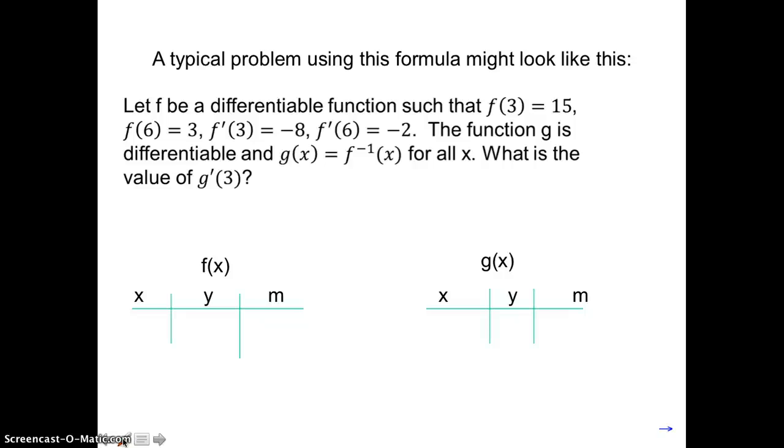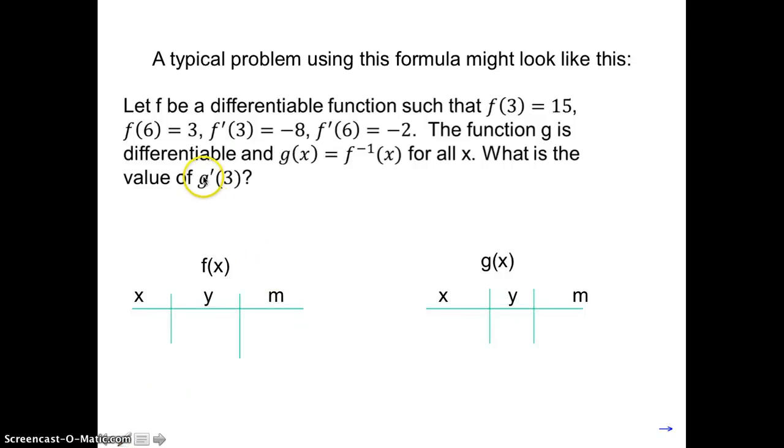It says the function g is differentiable, and g of x is f inverse of x. So f and g undo each other. f and g are inverses. That means if a comma b is on f, then b comma a is on g. Your question here is, what is the value of g prime of 3? So this is what I do.